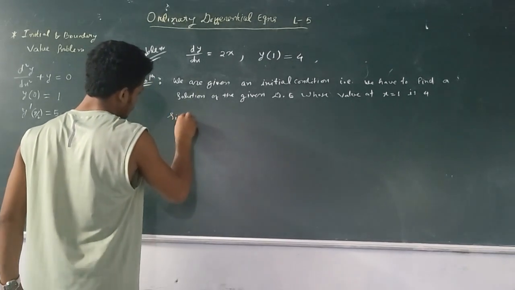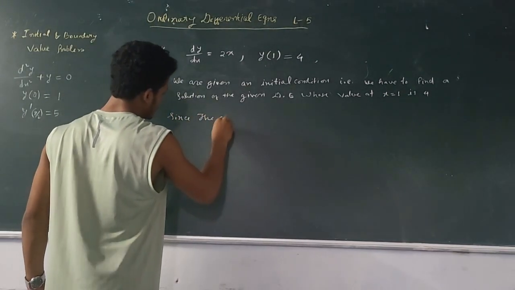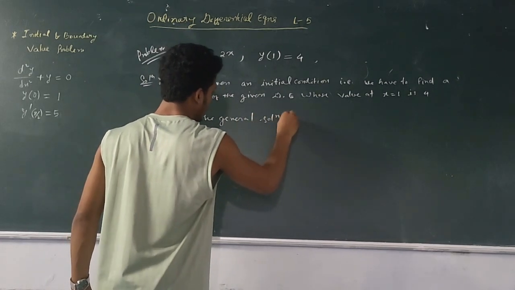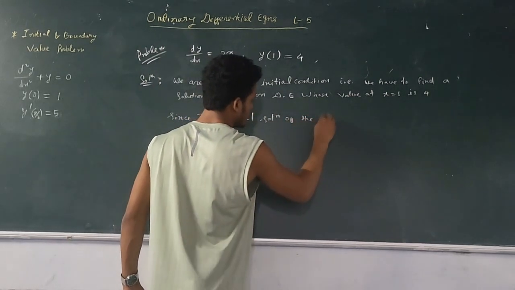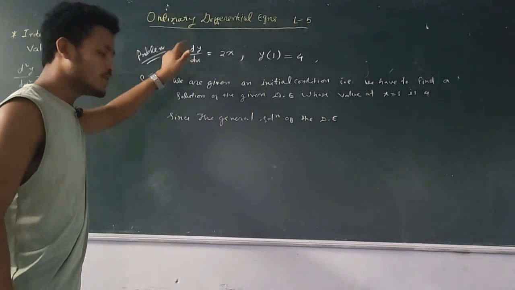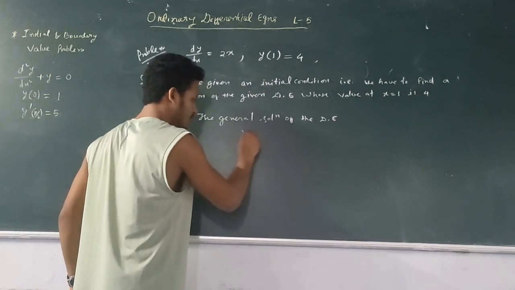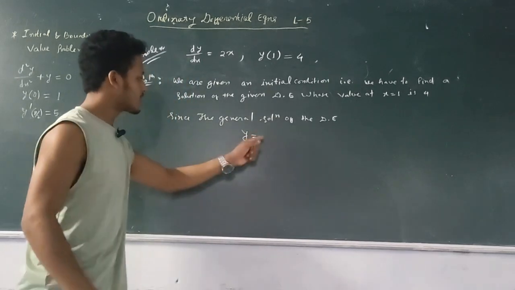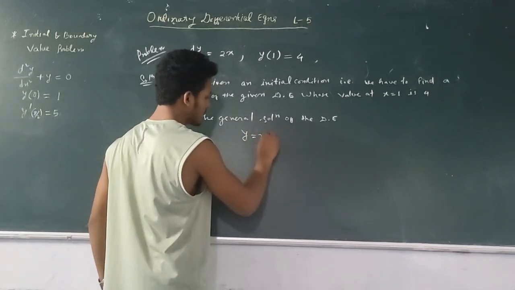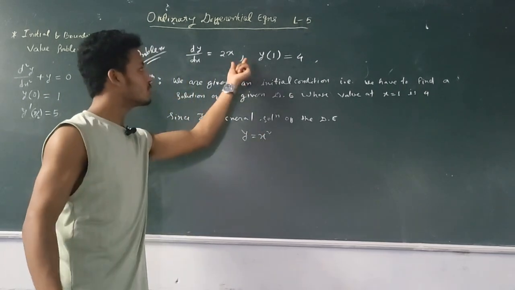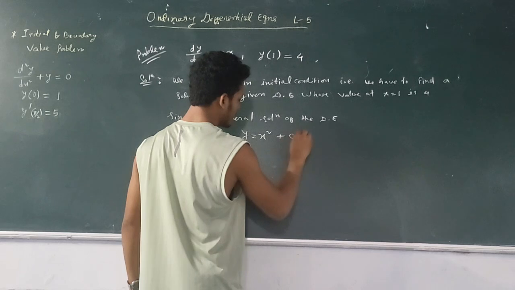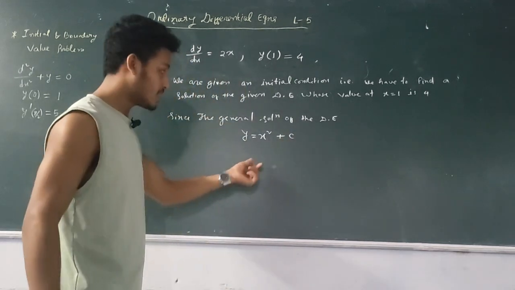Since the general solution of the differential equation, what is the general solution? We need a function y such that the derivative of y is equal to twice x. The derivative of x squared is equal to twice x. So the general solution of the differential equation is y is equal to x squared plus c.